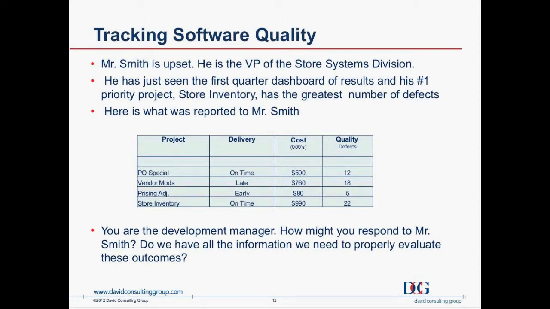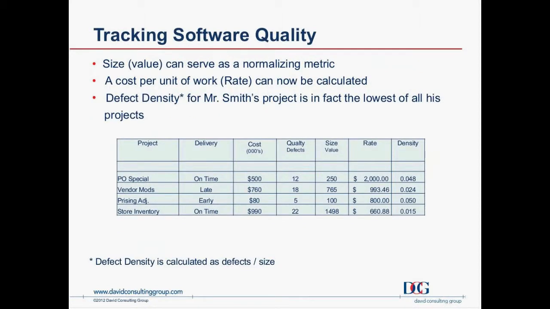And quality information is important, but something's missing in that we really don't have a way to evaluate whether store inventory, which appears to be the most expensive project with the poorest quality deliverable, really is that. So the metric that I would want to introduce here is a sizing metric. I would want to know how big these projects were, and when I talk about big, how big they were relative to the features and functions being provided to the customer.